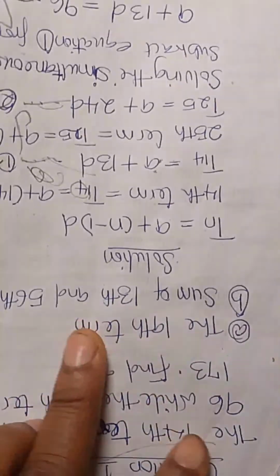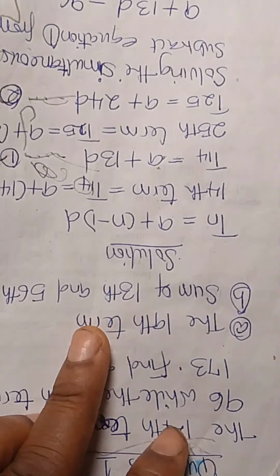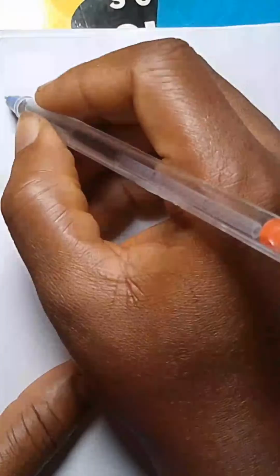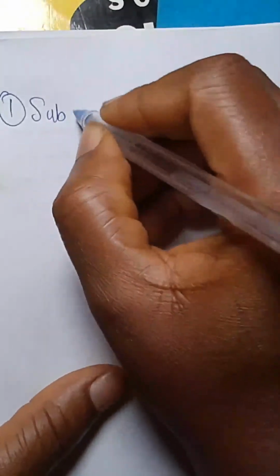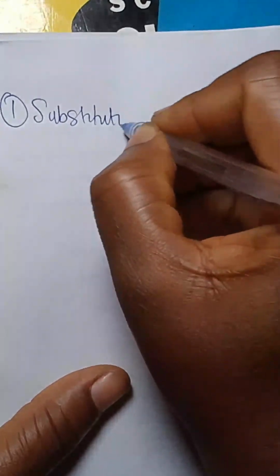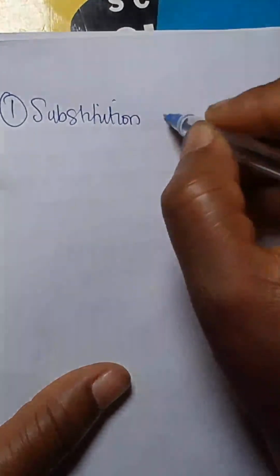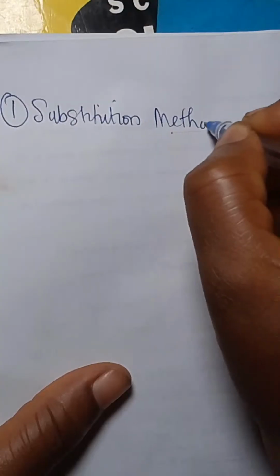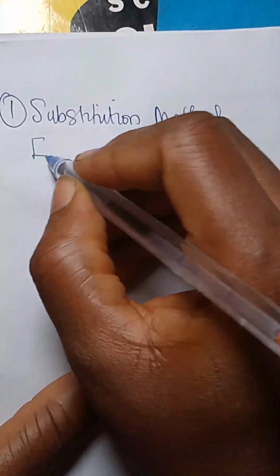So I just showed you what a simultaneous equation looks like. Now I'm going to solve examples using two methods. To solve simultaneous equation, two methods are involved. The first method is the substitution method. And the second method is the elimination method.